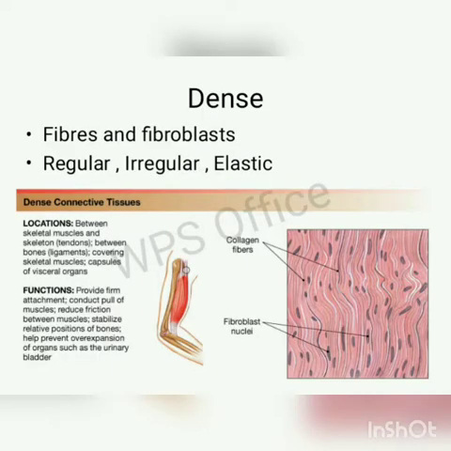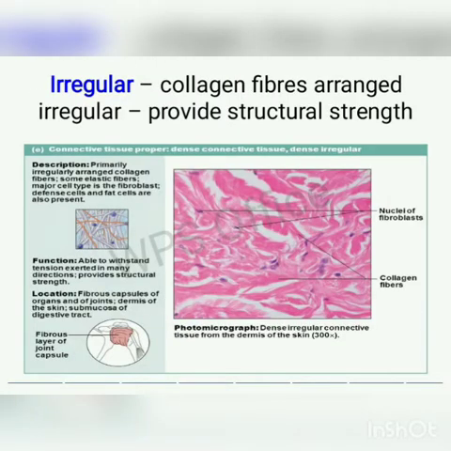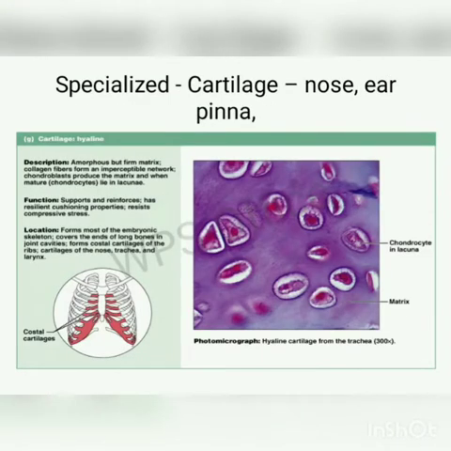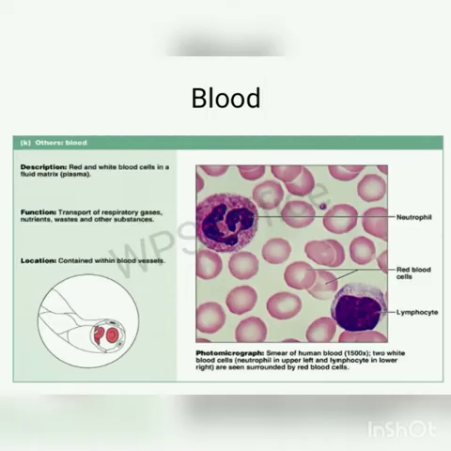Dense connective tissues are fibers and fibroblasts. The regular type contains collagen fibers. The irregular type has collagen fibers arranged irregularly, which provide strength. Elastic fibers are found in large arteries, bronchial tubes, etc. In specialized connective tissues, cartilage is found, and bones are rich in calcium salts and collagen fibers. The bones are hard and non-pliable. Blood is the fluid connective tissue which runs throughout the body. It consists of RBC, WBC and blood platelets.